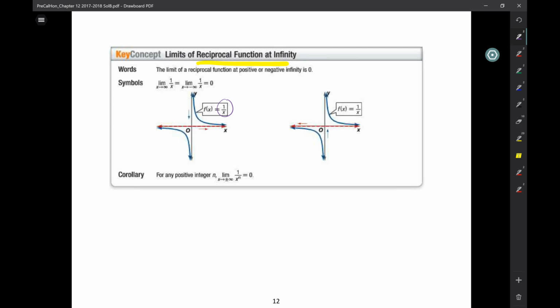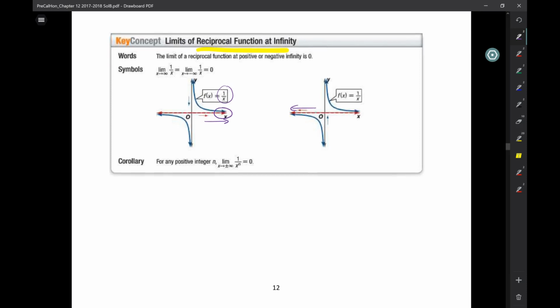And you see that 1 over x looks like this. It's positive in the first quadrant. When x is positive, so is y. Negative, they're looking at positive and negative infinity. So as x approaches infinity, the limit is 0. And as x approaches negative infinity, the limit is 0. Okay.